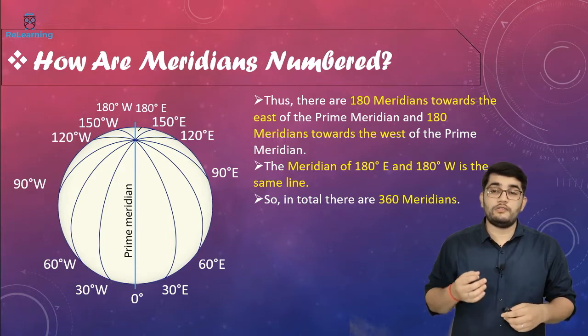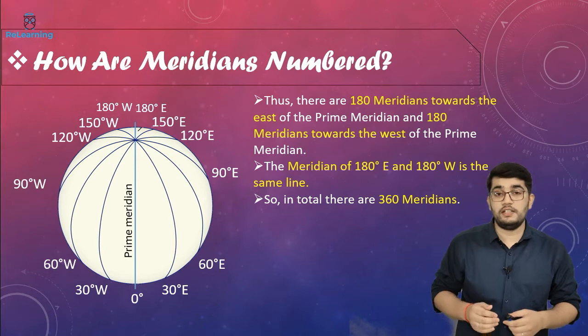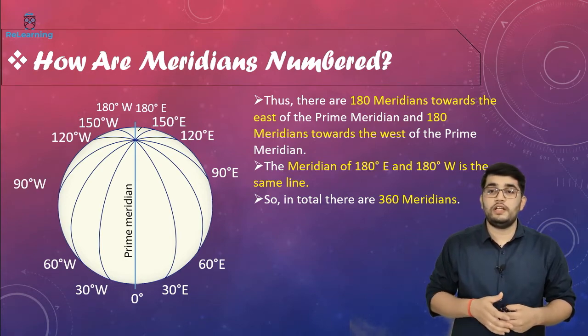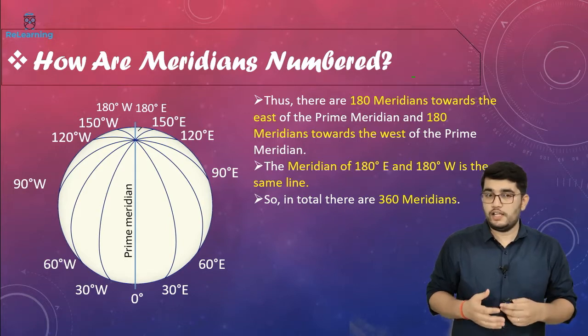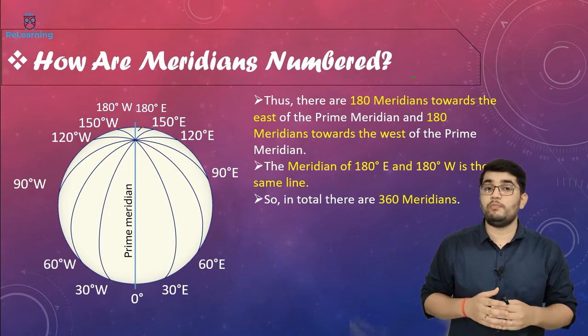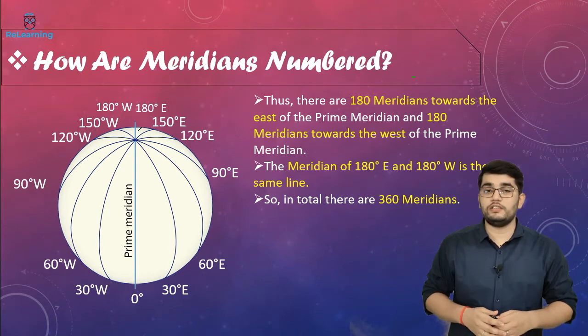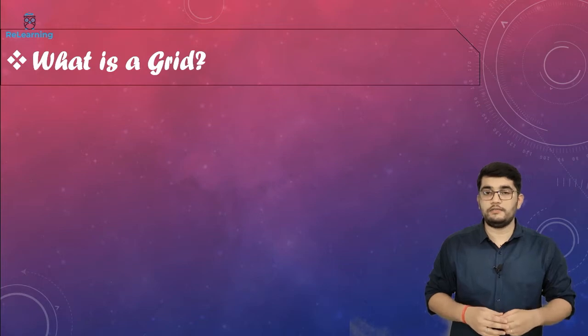The meridian of 180 degrees east and 180 degrees west is the same line. So in total there are 360 meridians. As you all know that there were 181 parallels, but there are 360 meridians placed on the surface of the globe. Okay, let's see the next one, that is what is a grid.